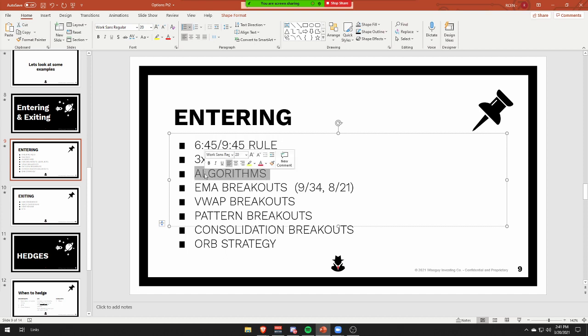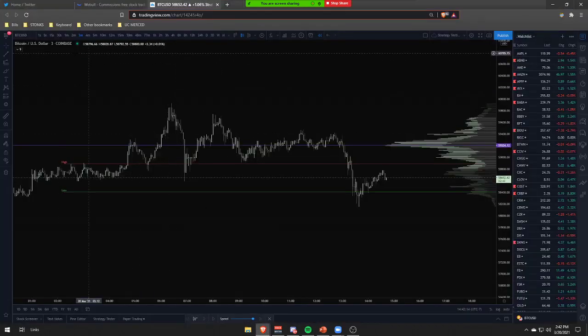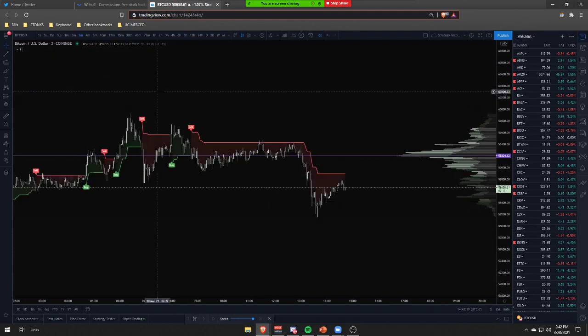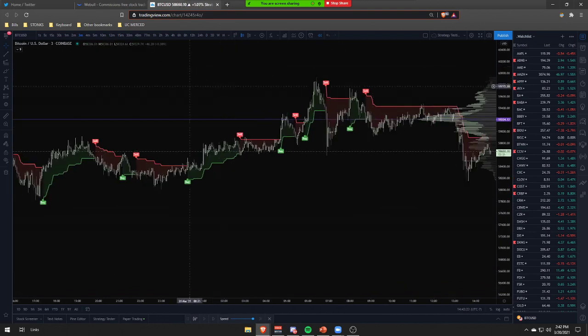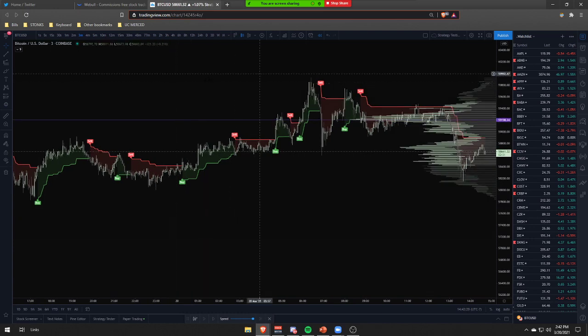All right, so algorithms. Everyone knows what an algorithm is, right? Basically anything that's coded to remove emotion in order to grant you buy or sell signals. It's the easiest thing, less work, all that. One algorithm that is free for everybody is Super Trend. Look at this. This is Super Trend. I'm not sure if you guys use it. It's pretty decent for people that want to get into algorithmic trading.